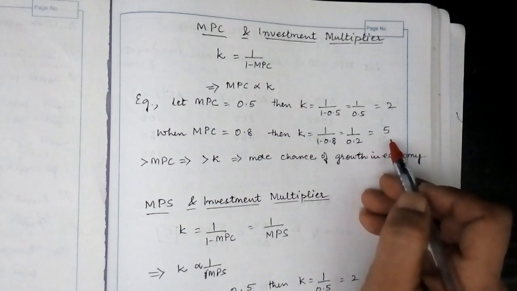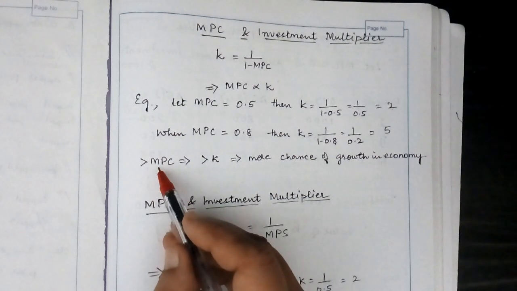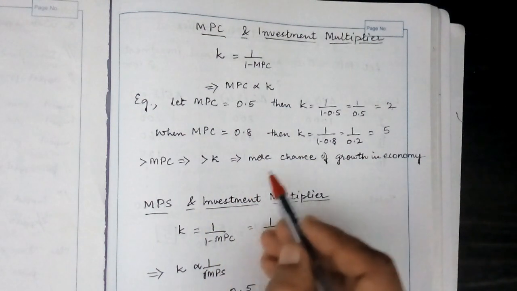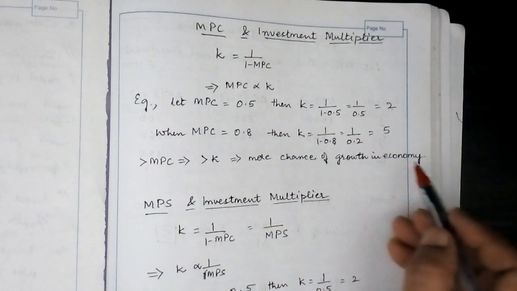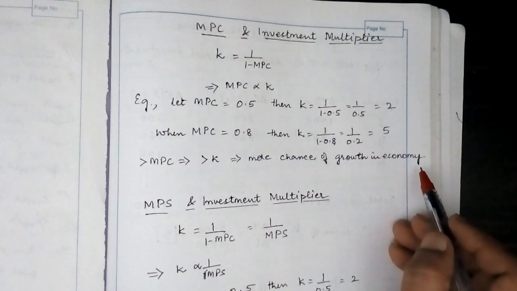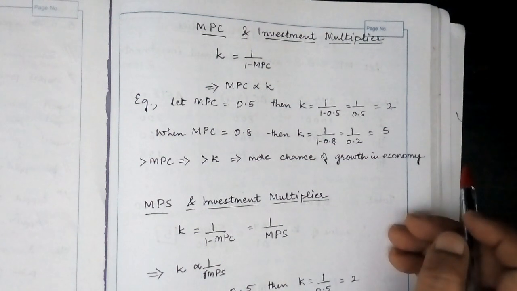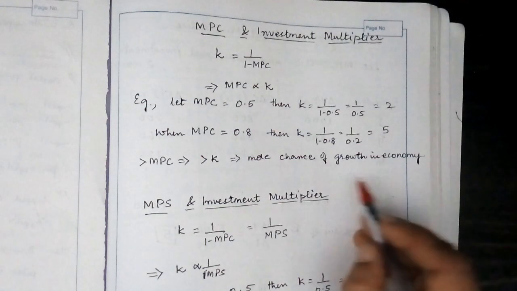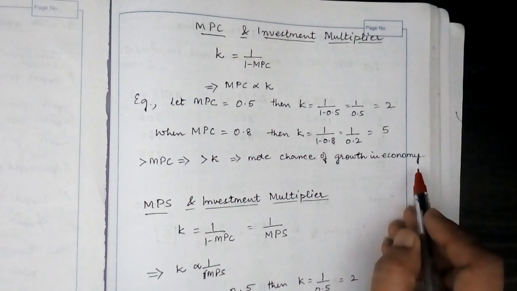So what does this show? This shows greater the MPC, greater will be the investment multiplier. This implies more chance of growth in the economy. So as MPC increases, the multiplier also increases, which will bring about growth in the economy.